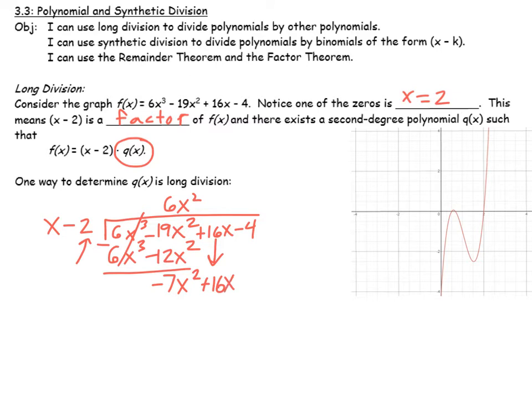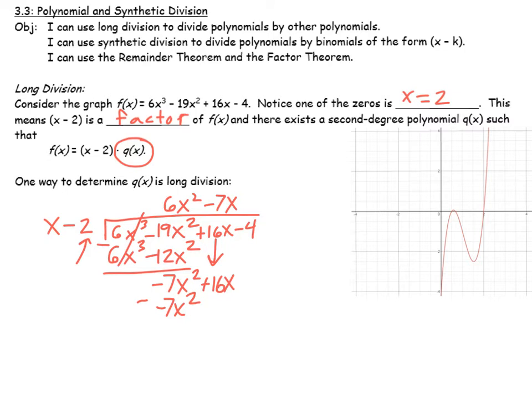Once I've brought that term down, I get to a point where I'm going to do another round of division. And we go back and repeat the same process. Except now I need to figure out what needs to go there. A term that when I multiply it by x, I need these to cancel, so I have to get negative 7x squared. Negative 7x is the term I'm looking for.